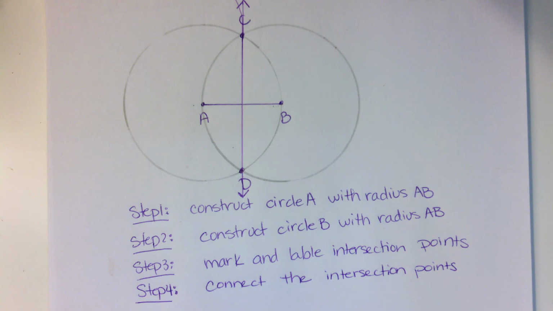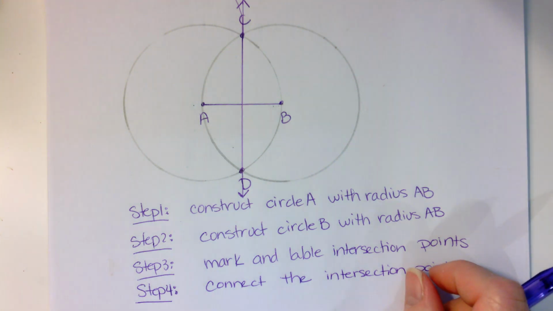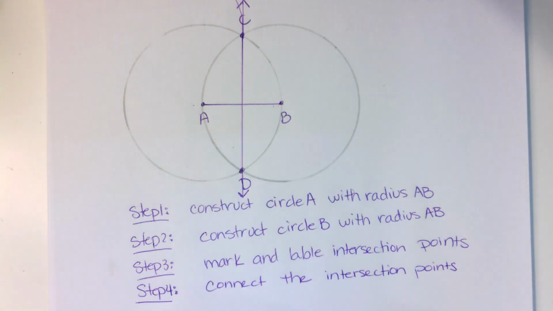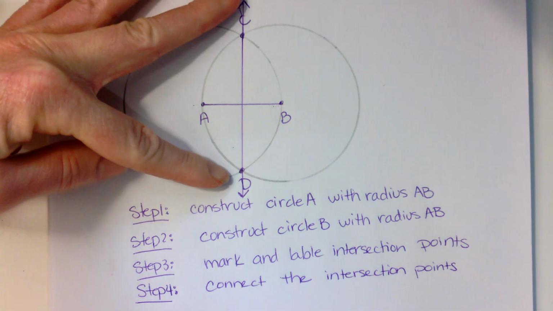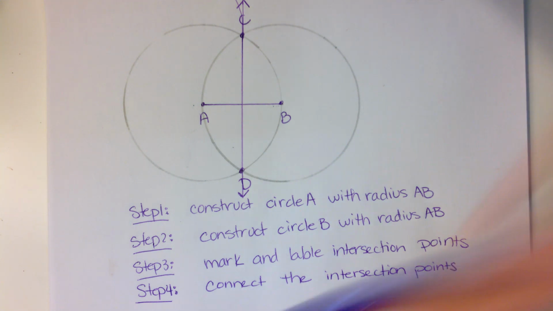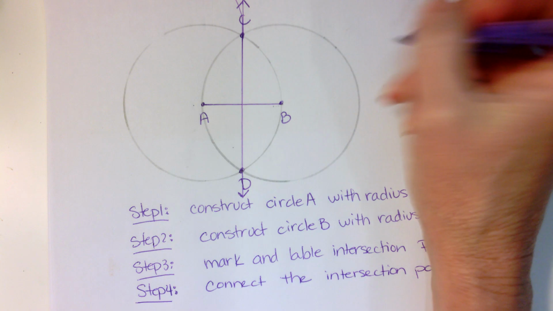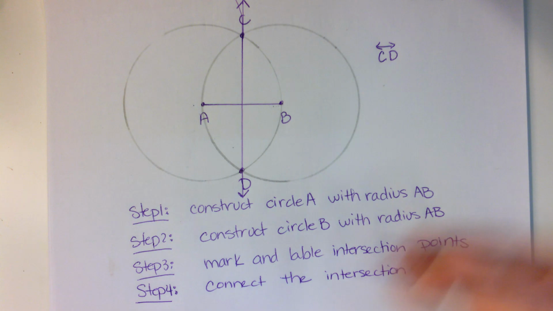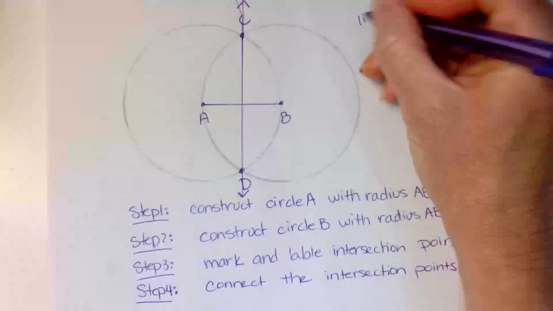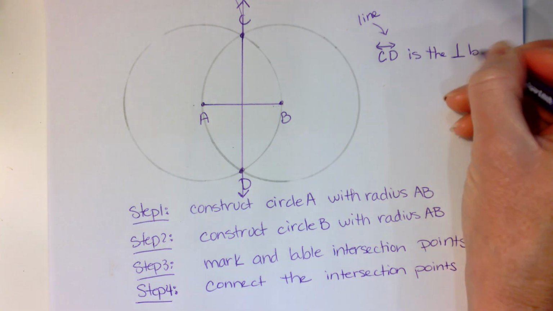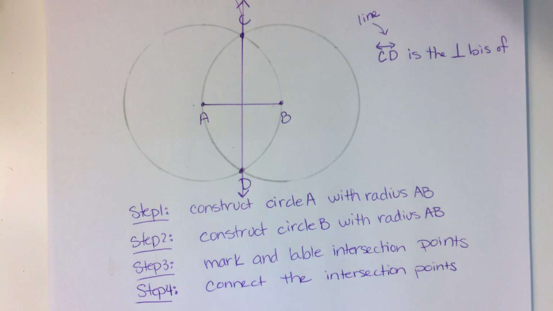I want to talk about just how we label lines versus segments. On my diagram right now, I have segment AB because it stops at A and stops at B. And I have line CD because I have arrows on the end. So in this diagram, what I've just created is the perpendicular bisector of AB. So line CD, I'm going to use a line symbol above it. This means that it's a line. Line CD is the perpendicular bisector of, in this case, segment AB.